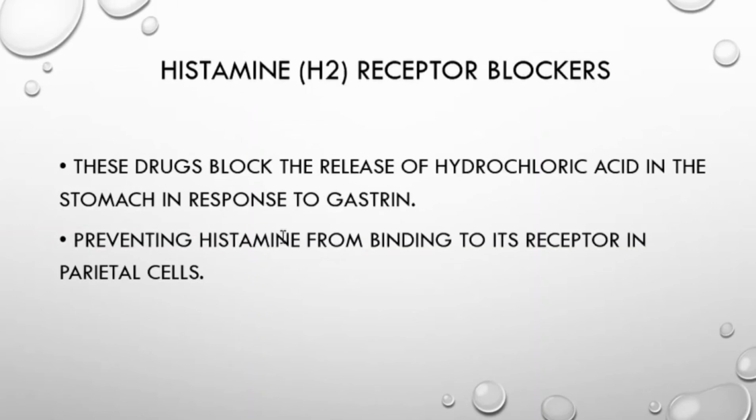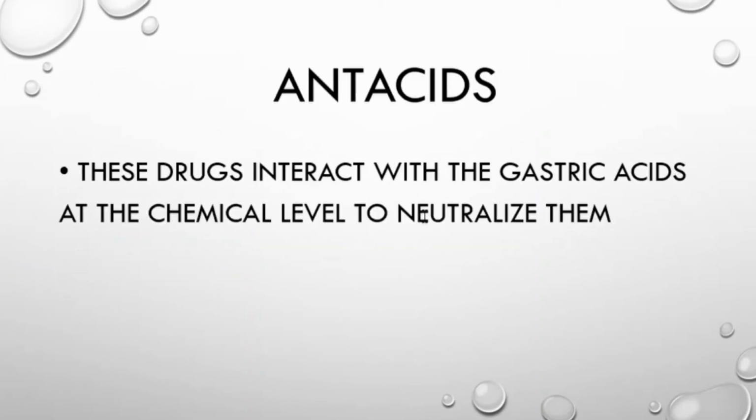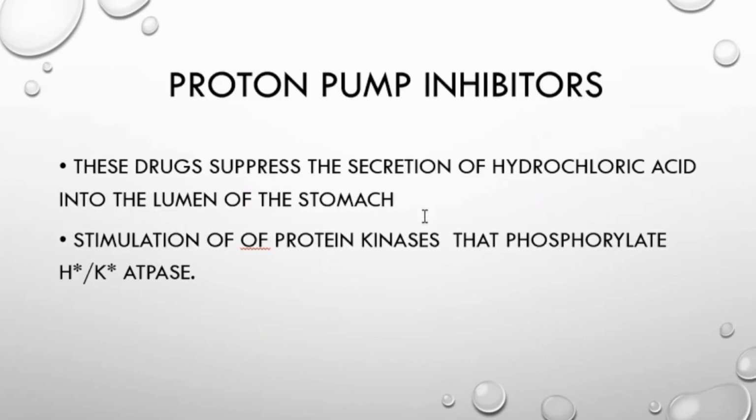So what are those histamine receptor blockers? This drug blocks the release of hydrochloric acid. As we all know, our stomach is acidic in response to gastrin, and the drug also prevents histamine from binding to its receptor in peripheral cells. So what are those antacids? This drug interacts with the gastric acids at the chemical level to neutralize them. Also the PPI: this drug suppresses the secretion of hydrochloric acid into the lumen of the stomach, and also stimulates protein kinases that phosphorylate the hydrogen and potassium ATPase.